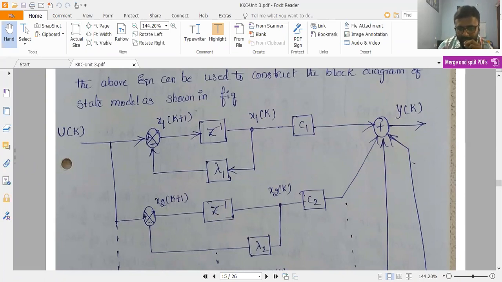So this particular block diagram is going to be representing the transfer function of z power minus 1 divided by 1 plus z power minus 1 into lambda 2. That is the transfer function for this one, and it is going to be multiplied with c2, and this overall function is going to be added to the function.